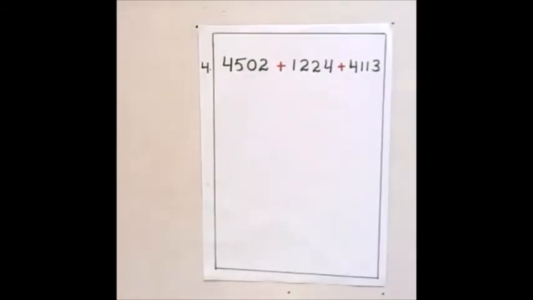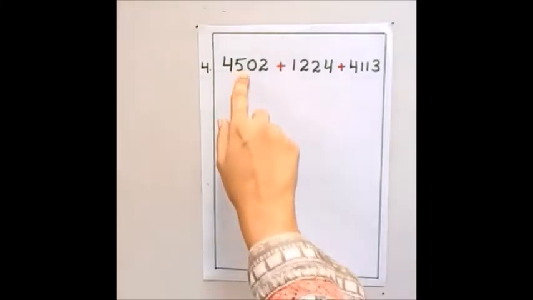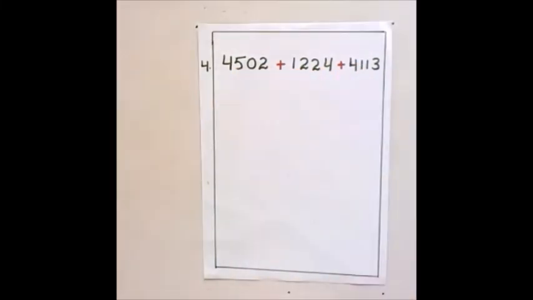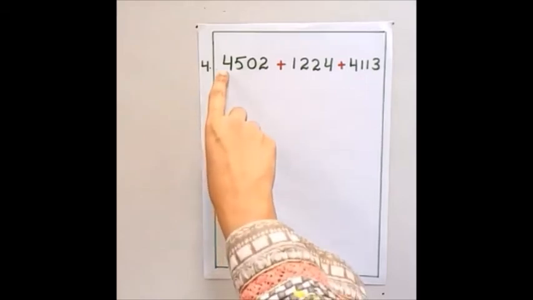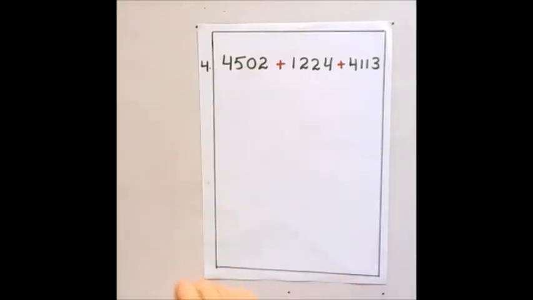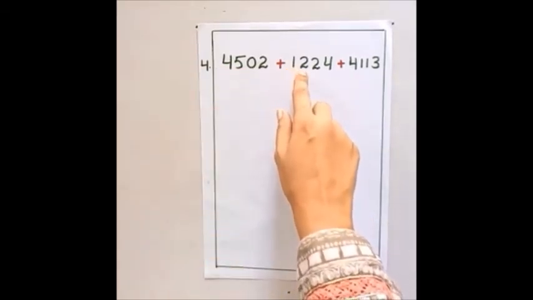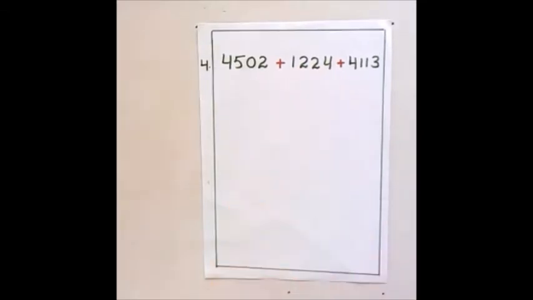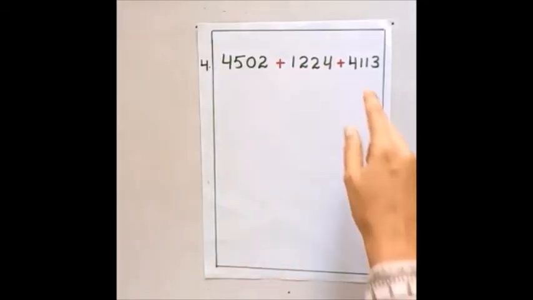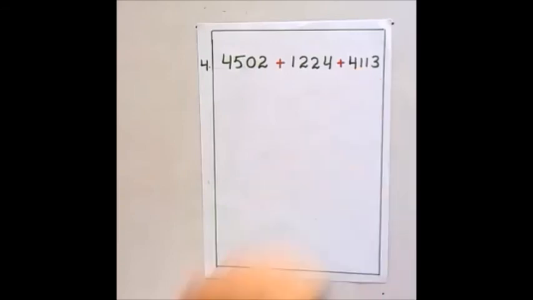Children, now let's proceed to solve our next example. In this example, there are three numbers. The first number is 4502, the second is 1224, and then the third number is 4113. So let's start to solve.